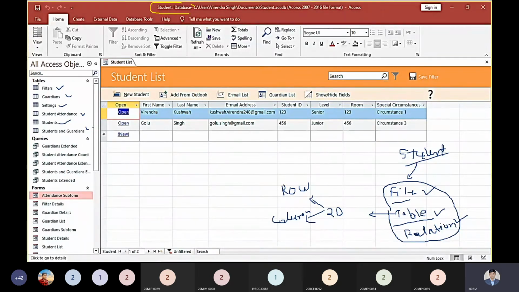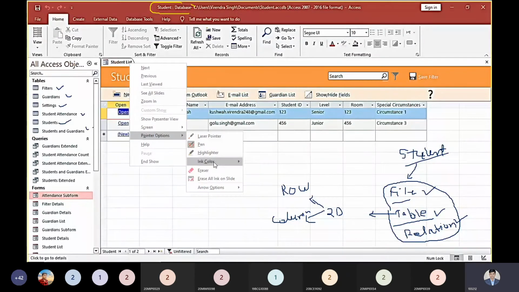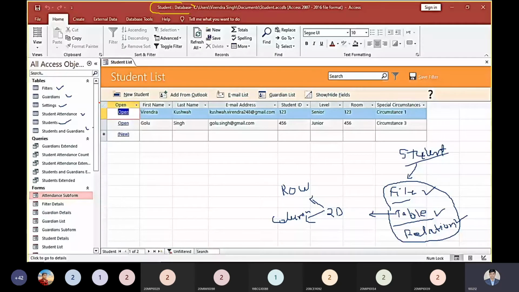So what are these over here? Filter, guardian, settings, students, and student guardian. Here I am trying to create a new table, new relation, or new file, that is student list, as you can see over here. So my dear students, just tell me right now: first name, last name, email, student ID, label, rooms, and special circumstances. What are these? Can anyone tell me what these are?